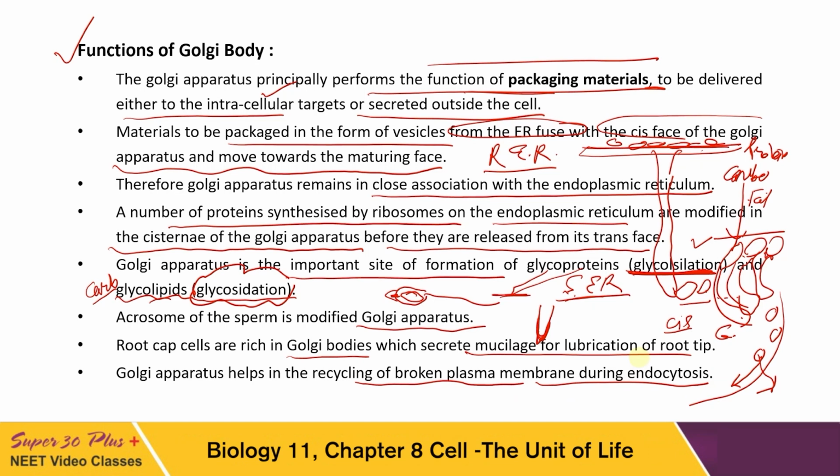Is it right? Any doubt? Can we proceed to the next now? The main function of the Golgi body is packing material. The protein will come through the endoplasmic reticulum. Carbohydrate and fat will also come. All these will be added to the cis phase, and then they will be modified, and then released at the trans phase in the form of vesicles.